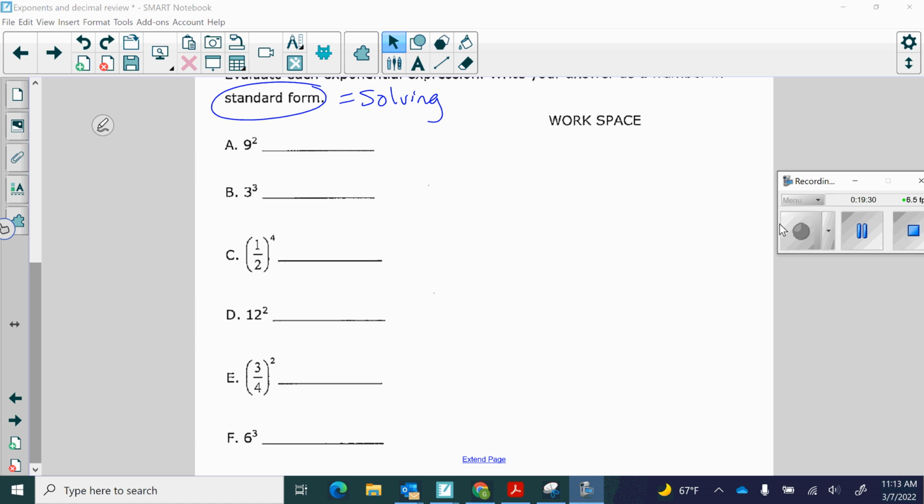All right, let's go over these. How would I write 9 with an exponent of 2 in expanded form, right? 9 times 9, and what does that equal? 81.